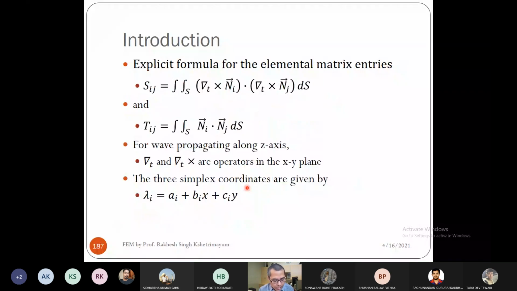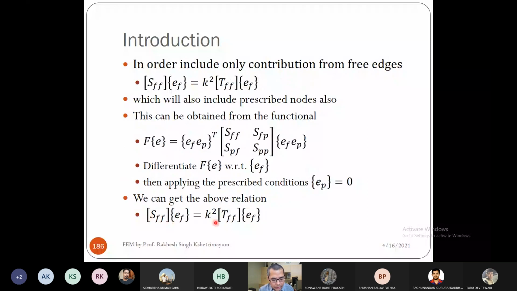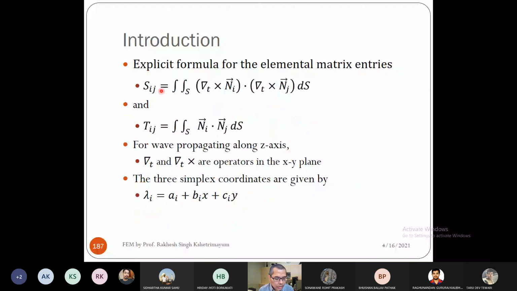Just before that, we actually need to know what this S matrix is. We know what K squared is. We need to know what the T matrix is. That is all we need to know in the finite element analysis of the TE modes inside the rectangular waveguide. So the following slides will discuss how to find out this S matrix and T matrix.